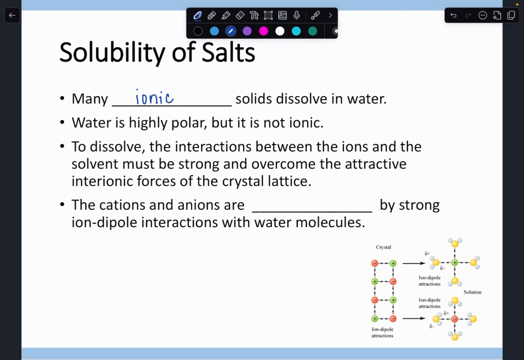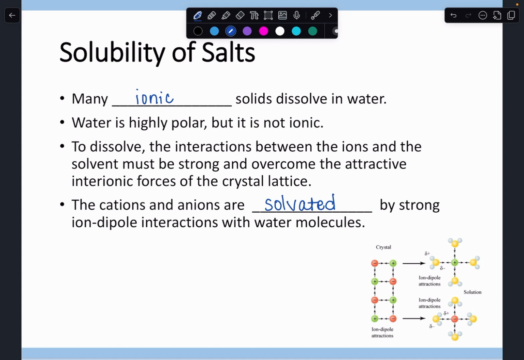Okay, so cations and anions are solvated. This is that process of becoming dissolved by strong ion dipole interactions with water molecules. I think this is the same or a very similar image to the one on the bottom here when we introduced intermolecular forces, describing ion dipole forces. This happens when an ionic solid dissolves in water, because the ionic solid separates into the cation, which is shown in green, and the anion, which is shown in red here.